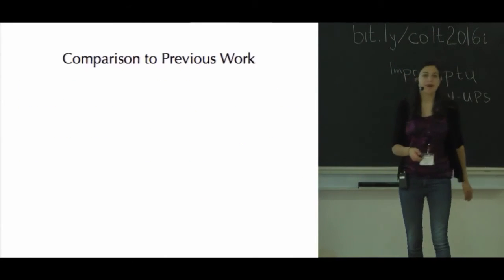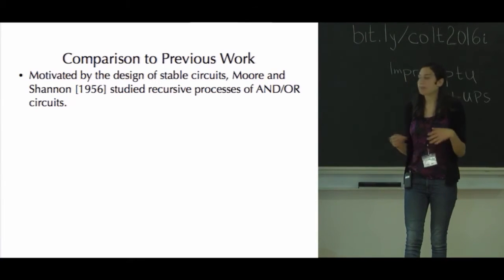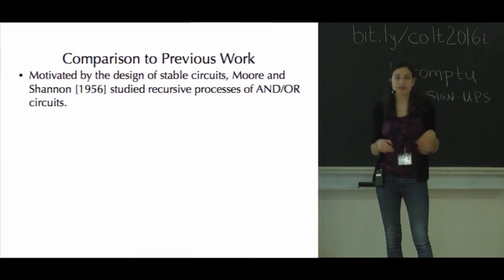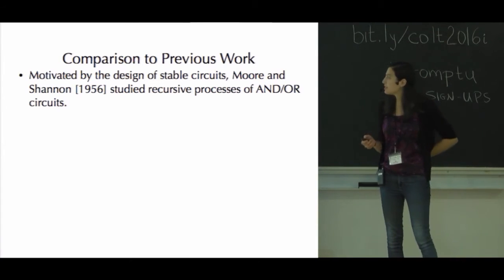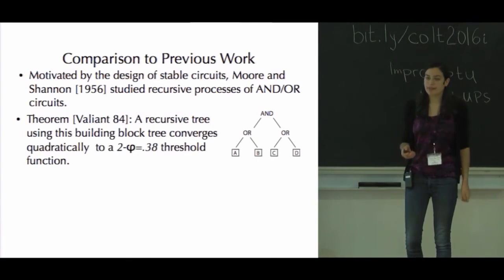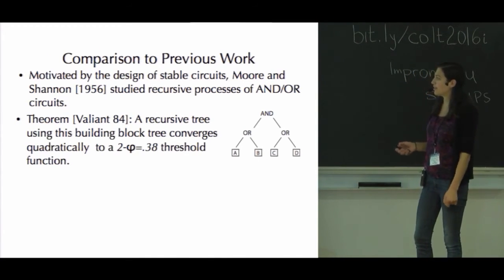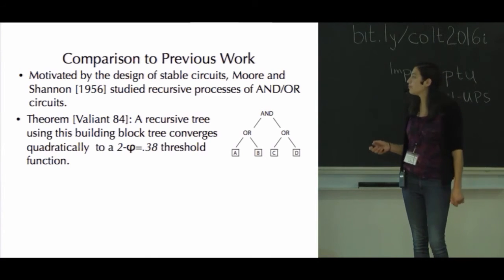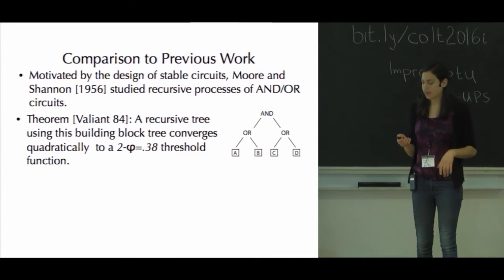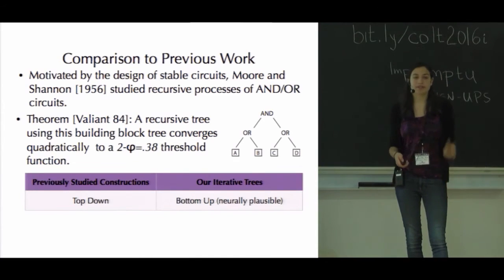So now's a good time to pause and compare to previous work. Motivated by the design of stable circuits, Moore and Shannon studied recursive processes of and/or circuits in the 50s. Independently, in the 80s, Valiant showed that if we take our construction with choosing this tree every time, we get convergence to a 0.38 threshold function quadratically.